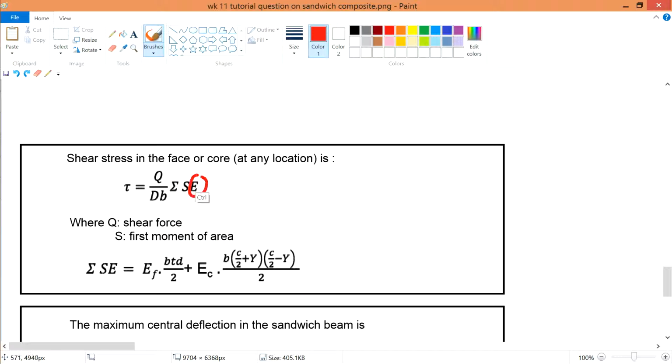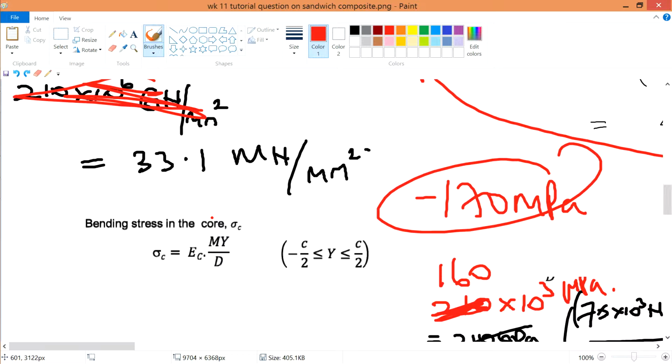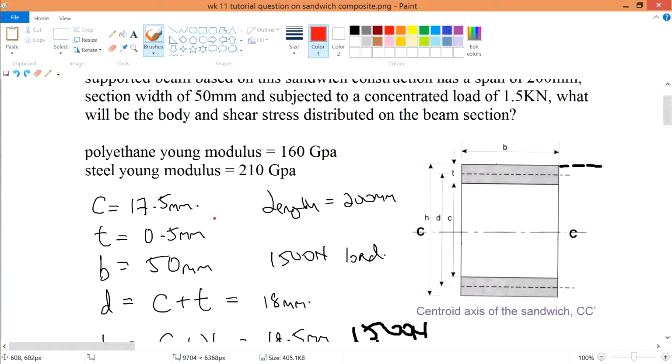E is your Young's modulus, where S E can be calculated using this equation. The Y itself is a bit tricky, because it is the shear stress at any location. Any location actually comes from the Y, because it's where you pick where you want to look. If you want to look from this point, then this is the Y. If you want to look from this point, then this is the Y. So it depends on what you want to look at.